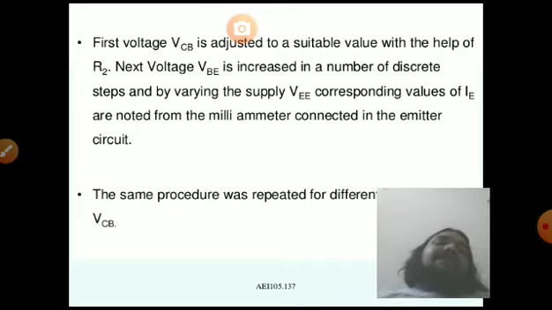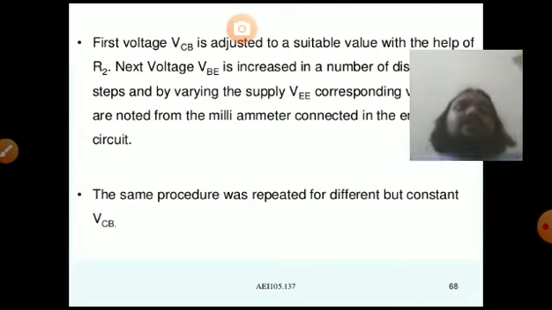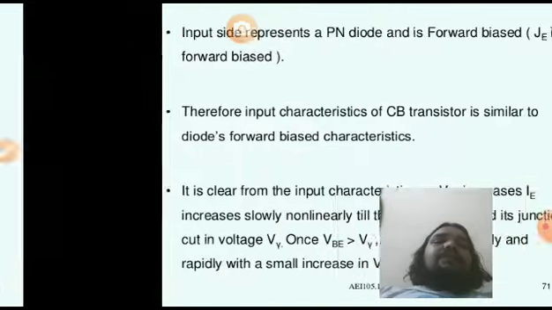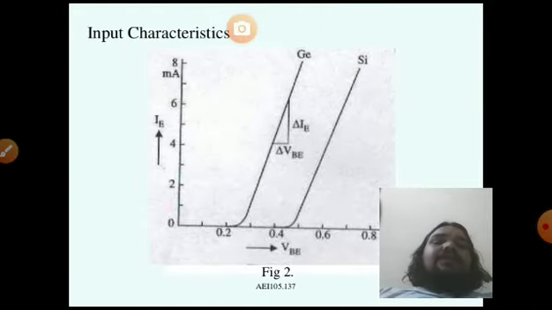Next, voltage VBE is increased in a number of discrete steps by varying the supply VEE, and the corresponding value of IE is noted from the milliammeter connected in the emitter circuit. The same procedure is repeated for different constant values of VCB. Then the input characteristics are plotted. This is the input characteristics of the common base configuration.